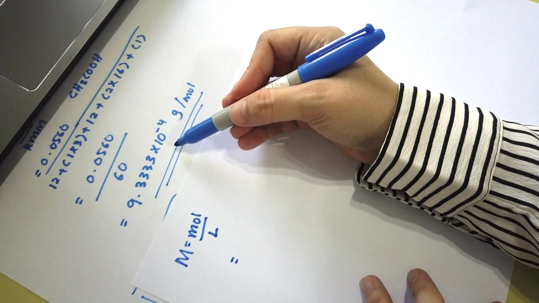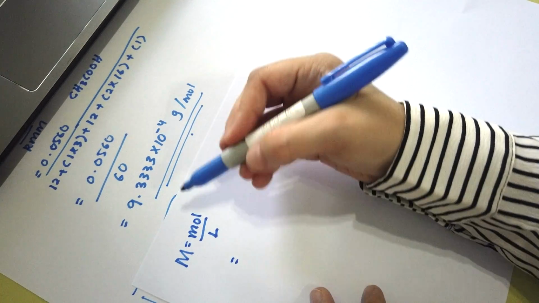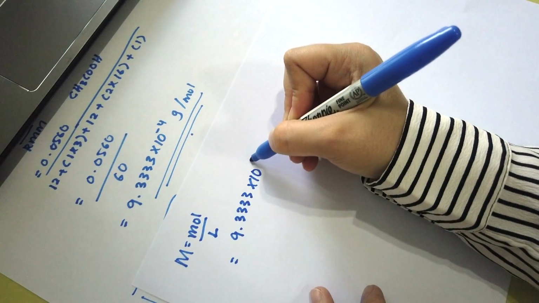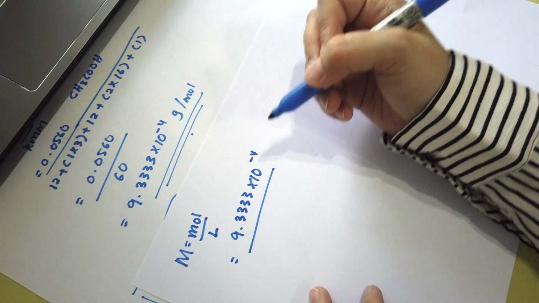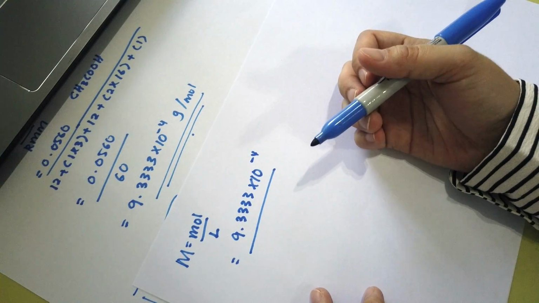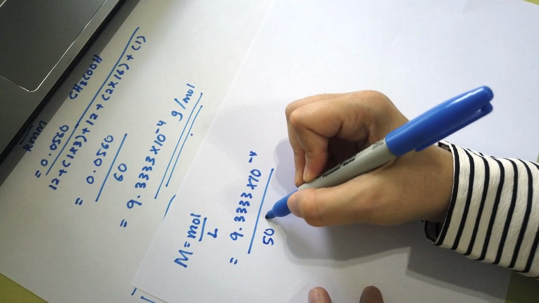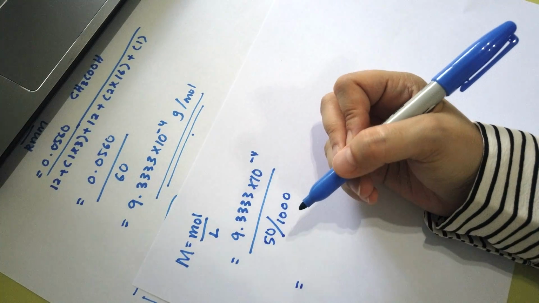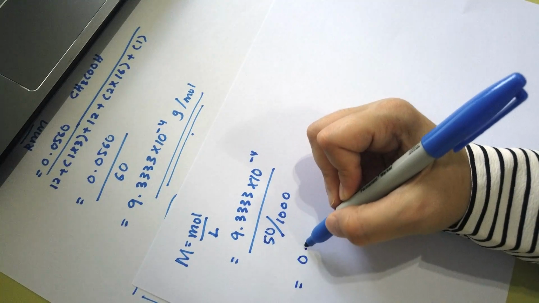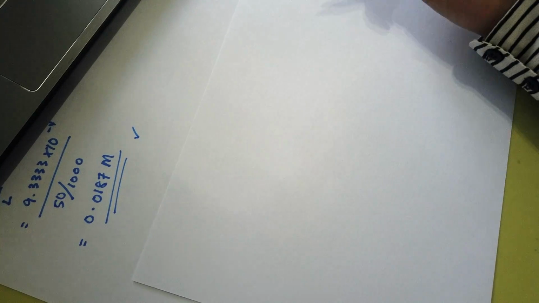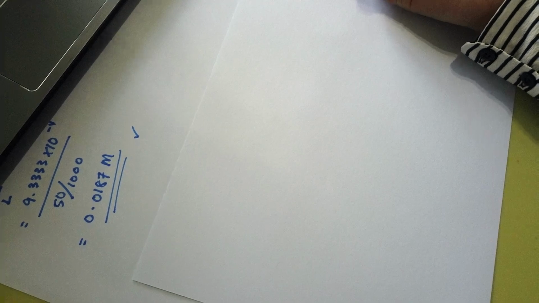So the number of mole is the one that we have calculated before, 9.3333 times 10 to the power of negative 4. Given in the question, it is added to enough water to make 50 ml. So 50 milliliter, you want to convert it to liter, divided by 1000. After the calculation, you should get the molarity equivalent to 0.0187 molar. Now after calculation of the molarity, we can do the ICE diagram.